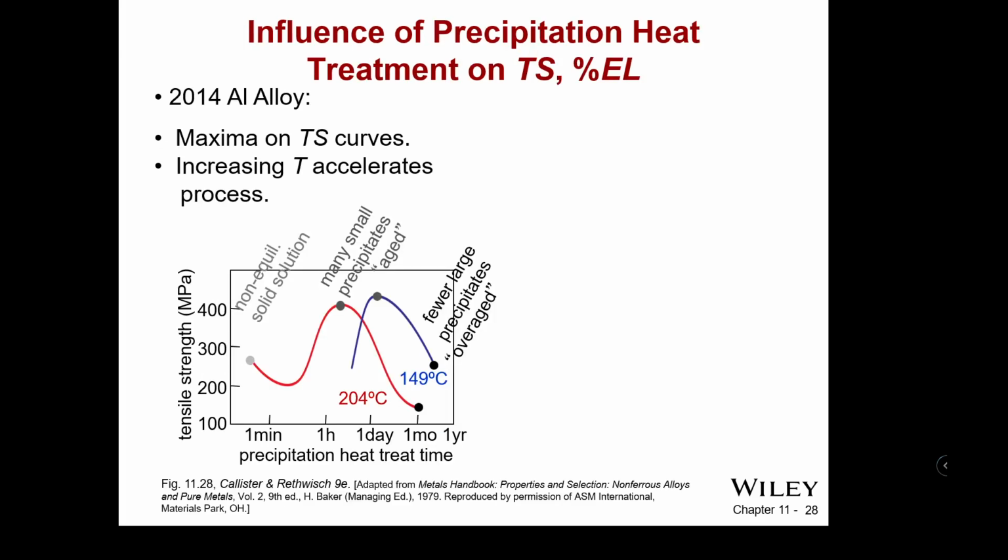And the composition is going to vary widely. So we're going to look at the effects of precipitation heat treatment on tensile strength and ductility a little bit later, but this at least gives you a pretty good range.